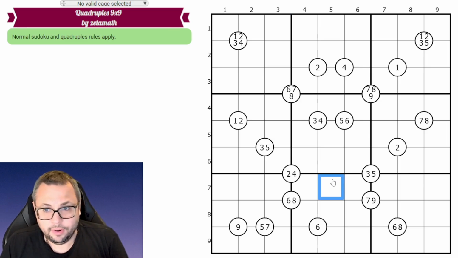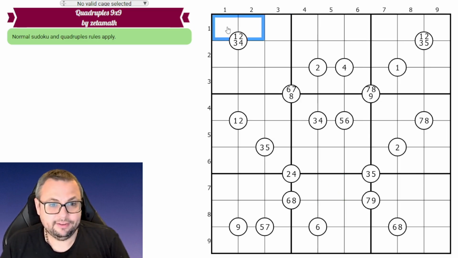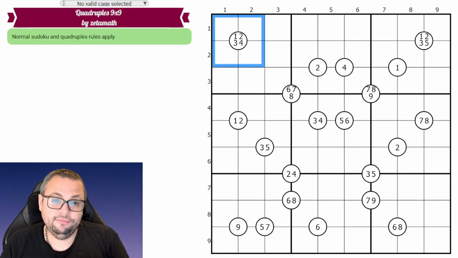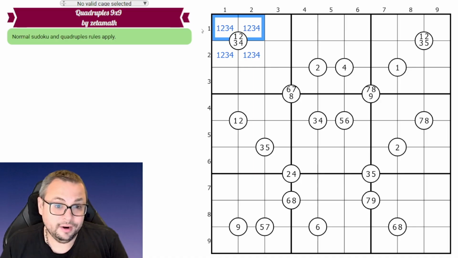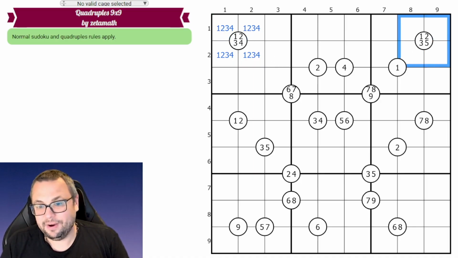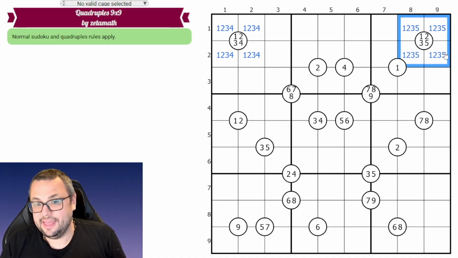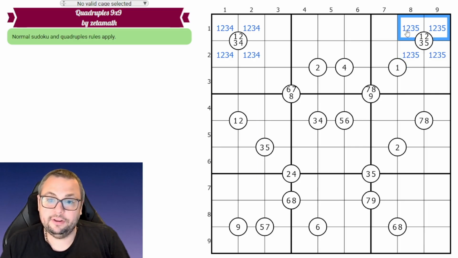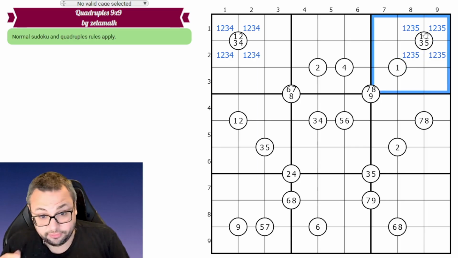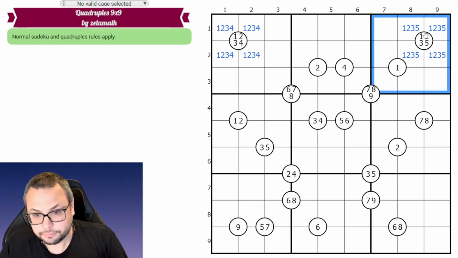All right, so the name quadruple makes some sense, because if you fill in all 4 digits, then you know these 4 digits are the digits 1, 2, 3, 4. They can't be anything else. And likewise, these are 1, 2, 3, 5, and they can't be anything else. But over here in this box, if you look closely, that already gives us something.